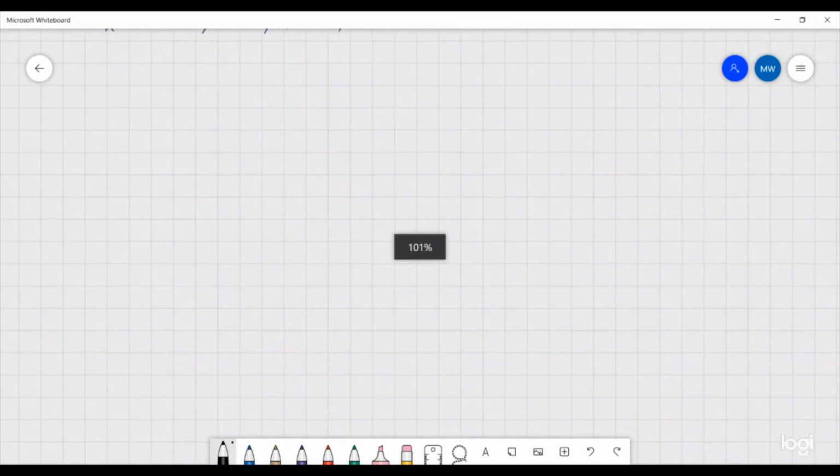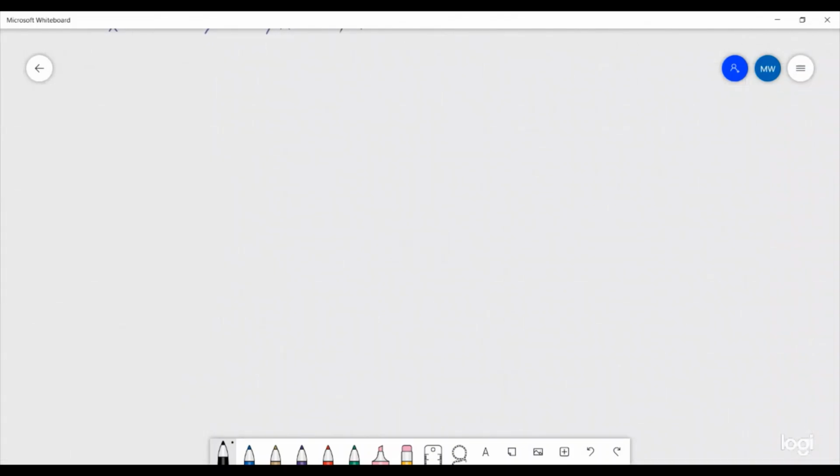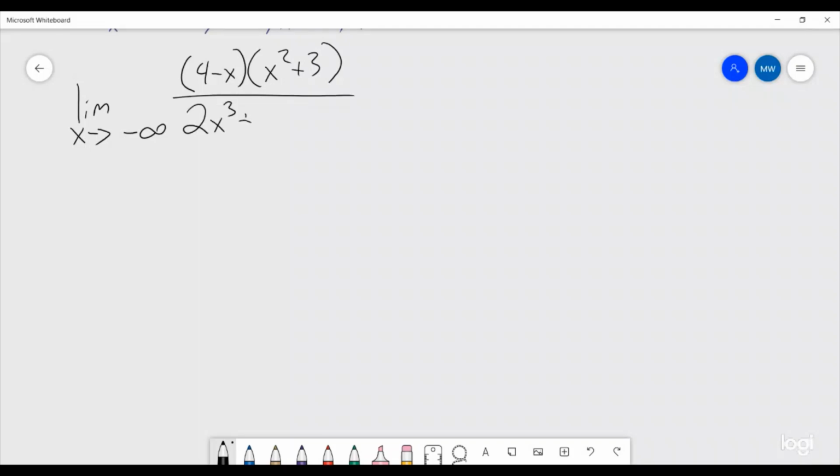So now, let's do another one, and this time, if you weren't able to figure out that first one on your own, pause the video after I write down this limit and try and figure it out on your own. So what is the limit as x goes to negative infinity of 4 minus x times x squared plus 3, divided by 2x cubed plus 2x minus 7? Go ahead, pause the video, and try and figure out what this limit would be.